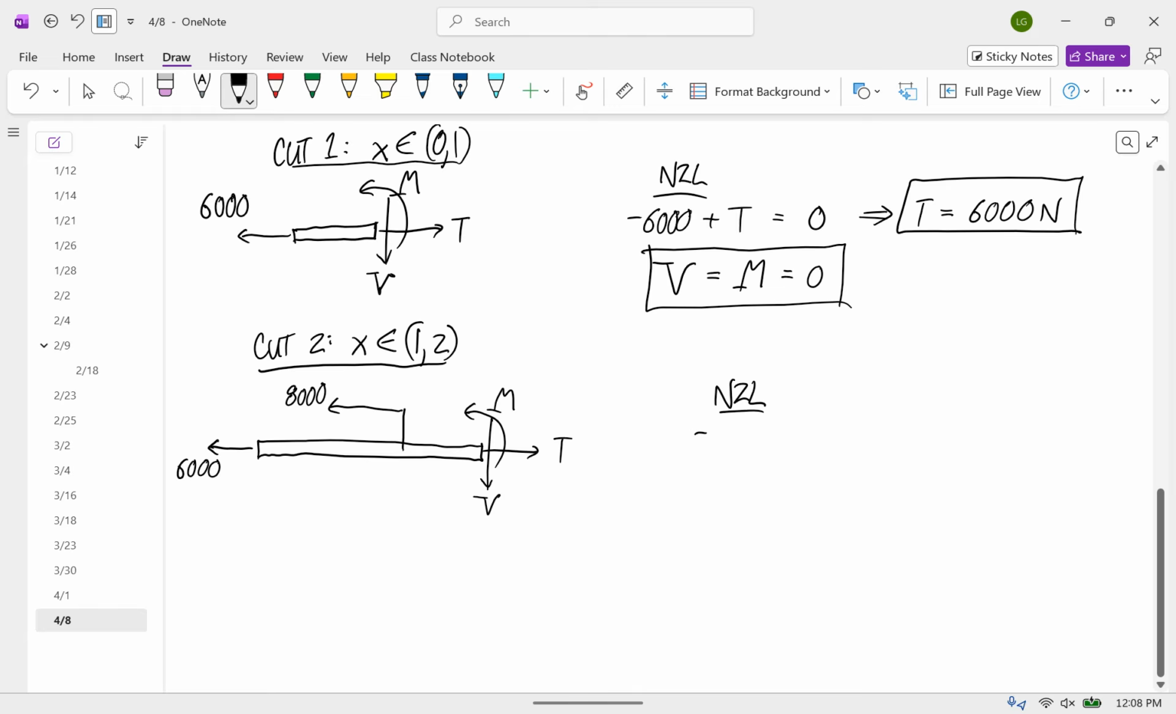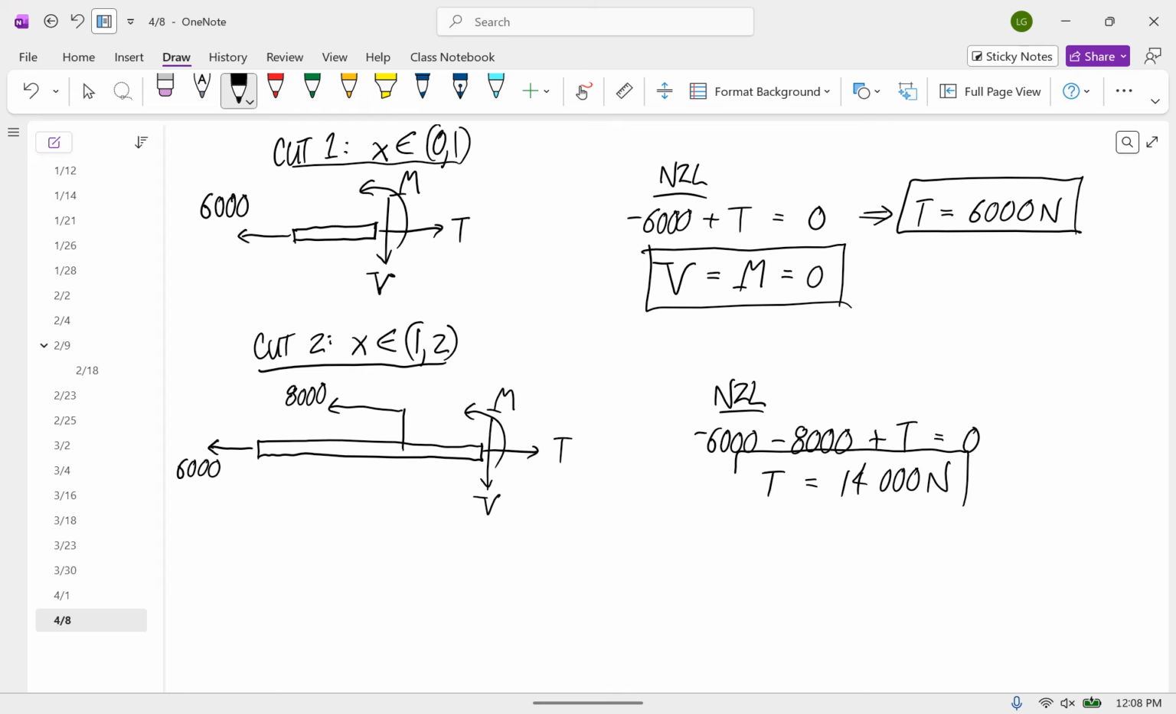Newton's second law says negative 6,000 minus 8,000 plus T is equal to 0. So T is equal to positive 14,000. If we did the y Newton's second law equation and the moment equation, again, we'd get that V and M are both equal to 0.